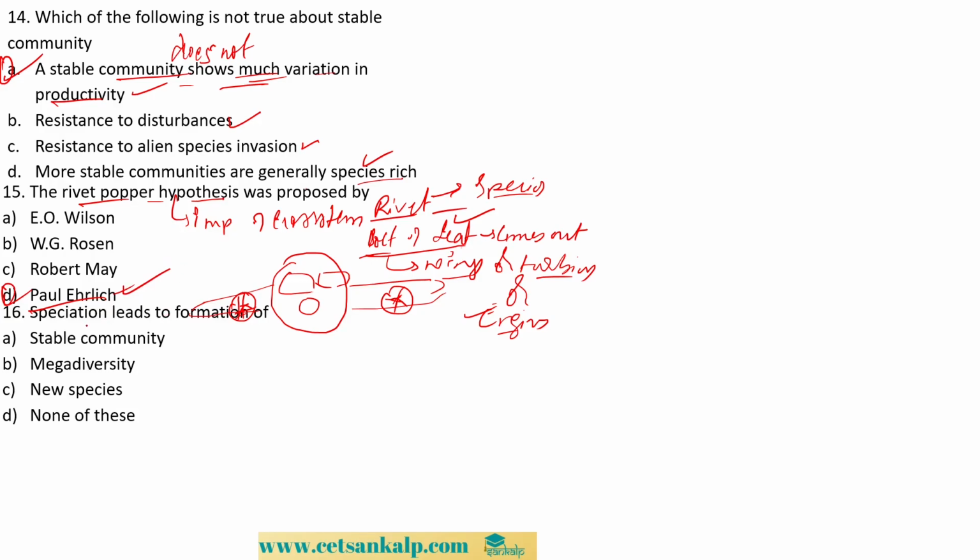The next one, speciation leads to the formation of a stable community, mega diversity, new species. The next option is none of the above. The answer is new species.